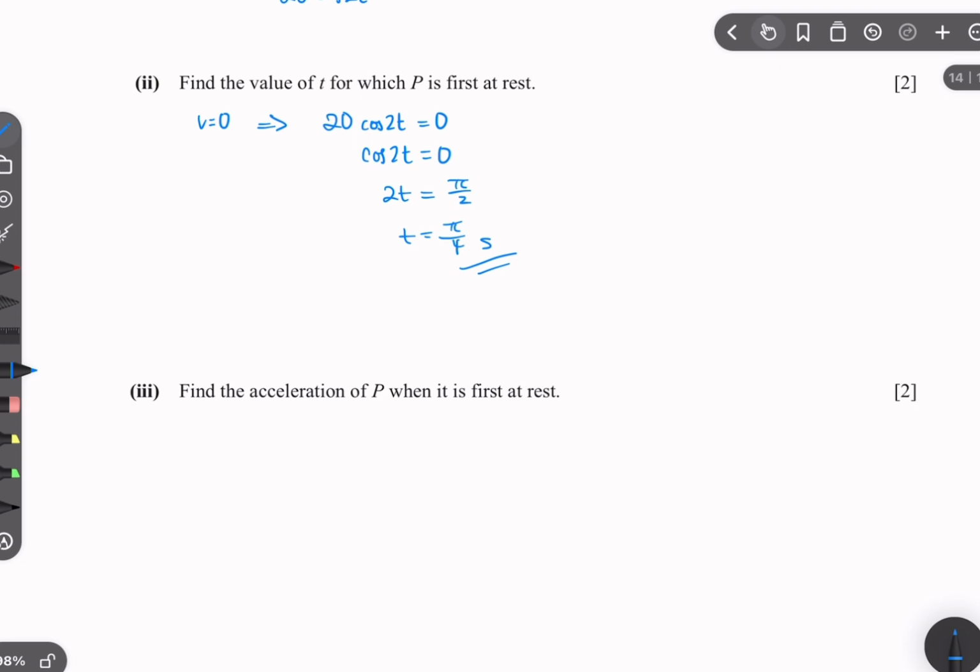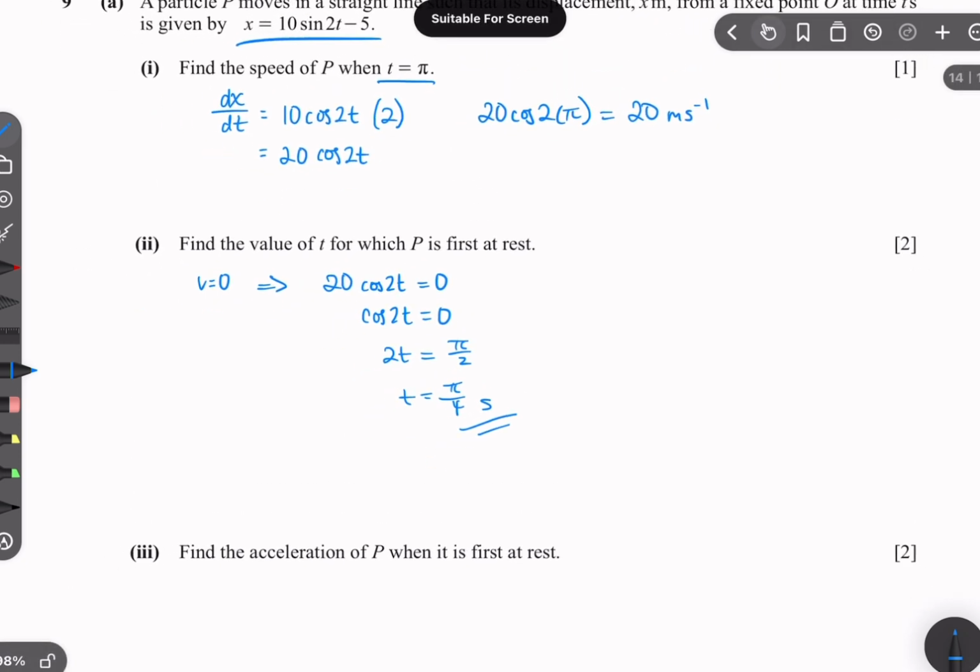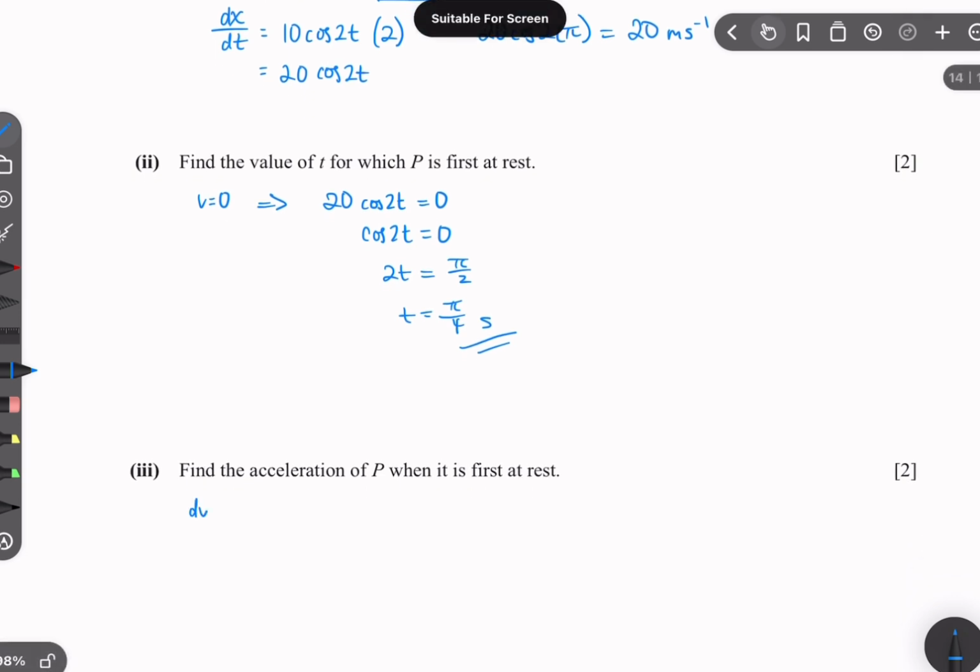Part 3, find the acceleration of P when it is first at rest. Okay, once again, we can differentiate the velocity equation to get the equation of the acceleration. So dv over dt. And differentiating cos will give minus sine, so minus 20 sine 2t. And then we have to multiply by the differentiation of the value inside, so 2. Minus 40 sine 2t. This is the equation for the acceleration.